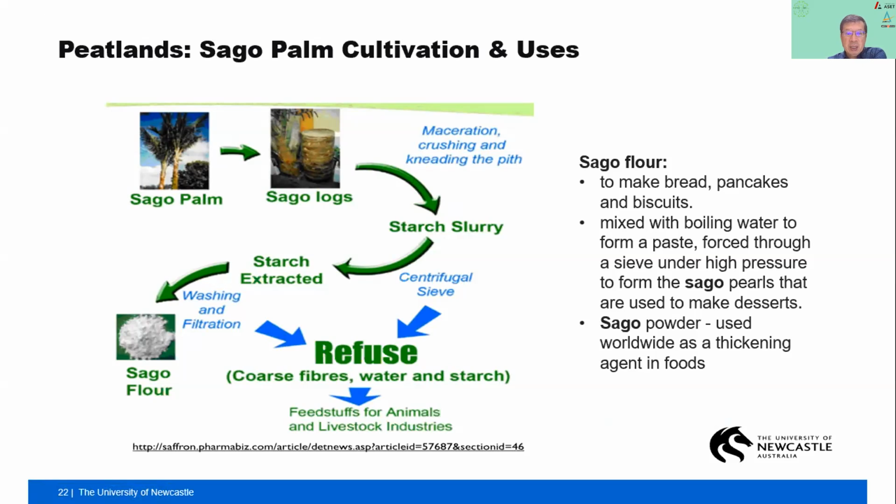Some of the rejects can be used as feedstocks for animals and the livestock industries. The good starch is extracted, as we can see later, washed and filtered, and then the wet flour needs to be dried, and we have sago flour. It's like tapioca flour or wheat flour. So it's very useful to make, as we see here, breads, pancakes, biscuits, like any flour product. So very valuable, good income for the villagers.